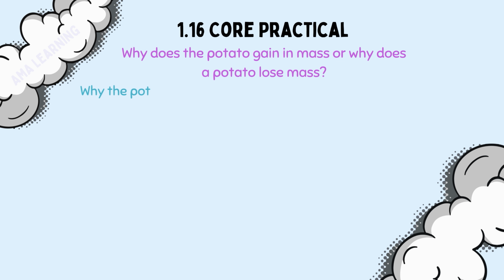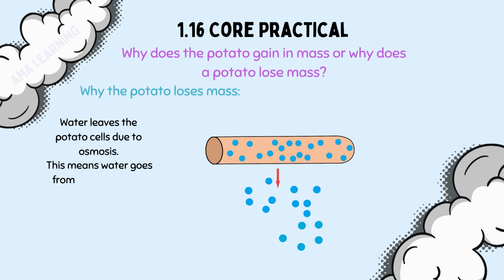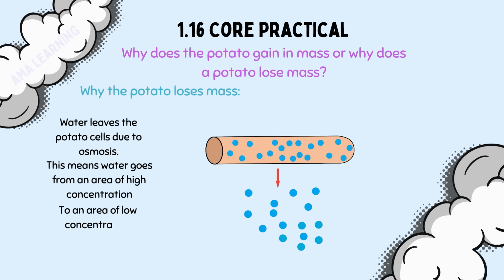Let's now look at why the potato loses mass. You must mention the following. Water leaves the potato cells due to osmosis. This means water goes from an area of high concentration, in this case this means inside the cell, to an area of low concentration, which is now referring to outside the cell, through a partially permeable membrane.